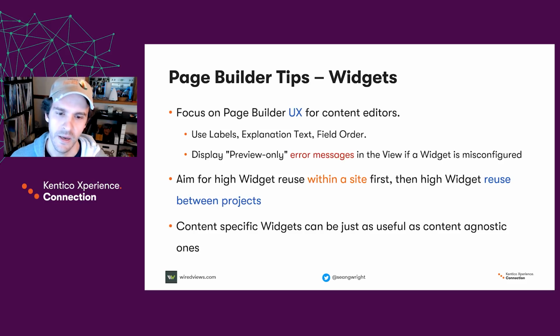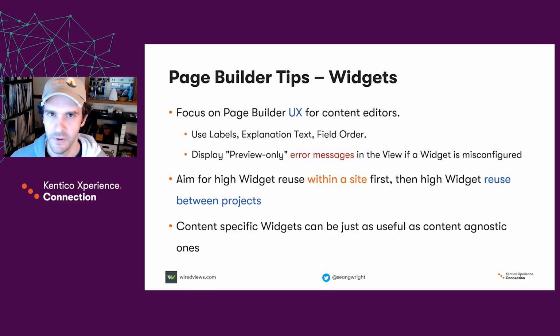Content-specific widgets can be just as useful as content-agnostic ones. So a content-agnostic widget would be, for example, a widget that showed a call to action. It doesn't matter what type of content is going in there, as long as it's call to action content, or maybe something that showed a list of pages. Every single page has a name, and so you could just list out those names.